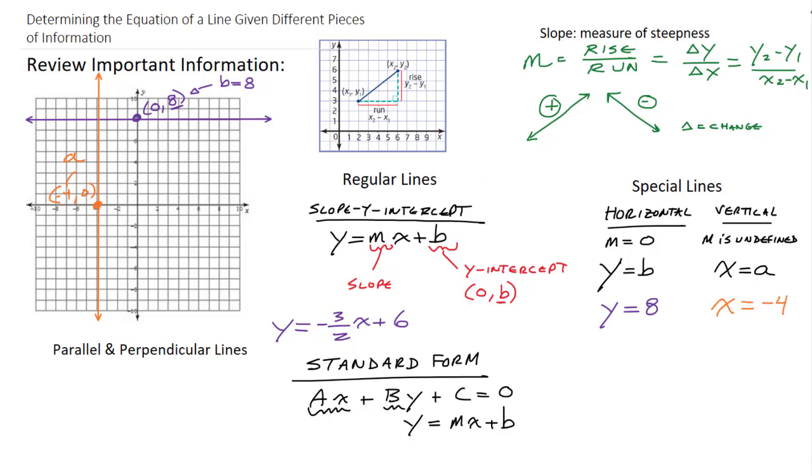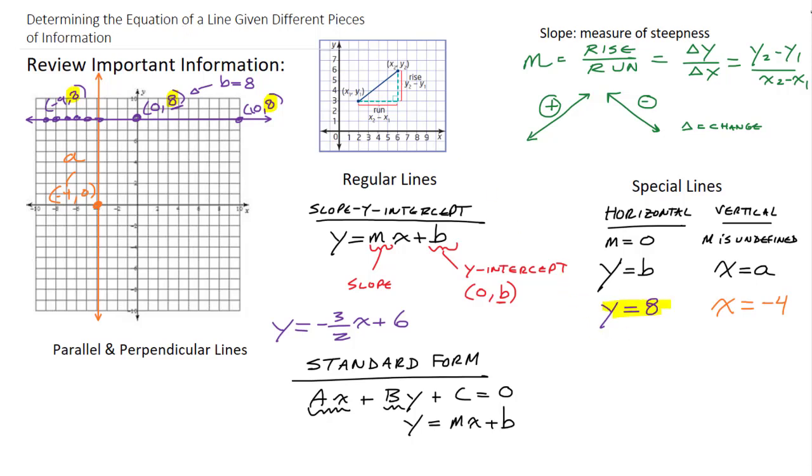Now, truth be told, with your horizontal line, every point has the y-coordinate being 8. So we could be at -9, 8, -7, 8, -6, 8. I could be over here at 10, 8. They all have the y-coordinate 8. So really, to write the equation of a horizontal line, remember, you just need to know the y-coordinate of any point on that line. You can do it like that.